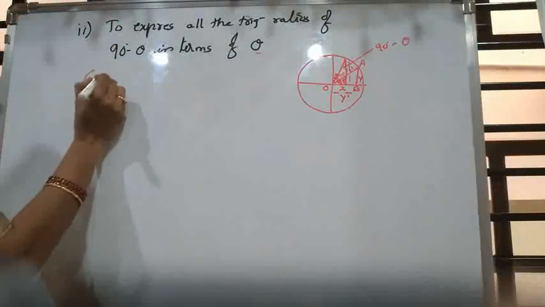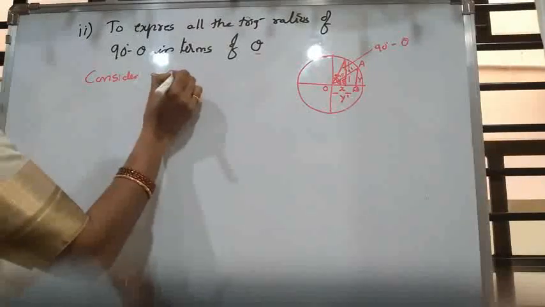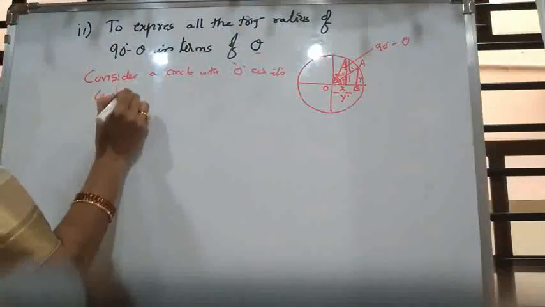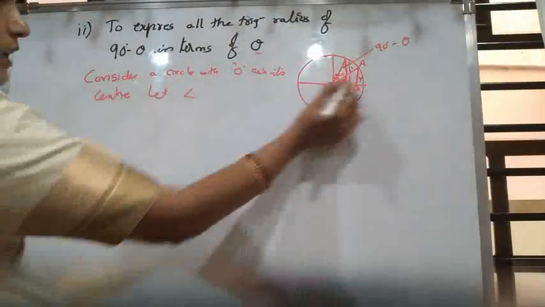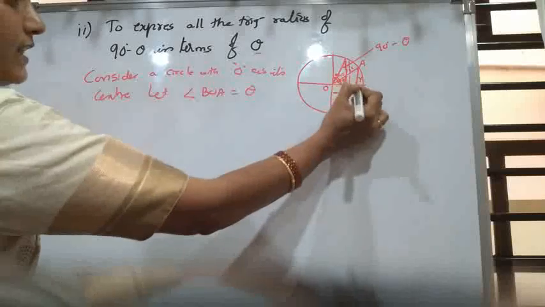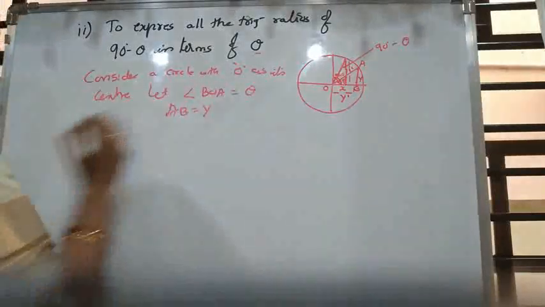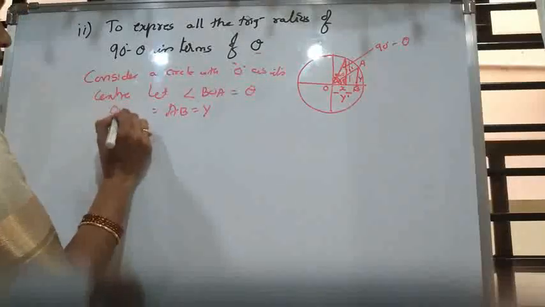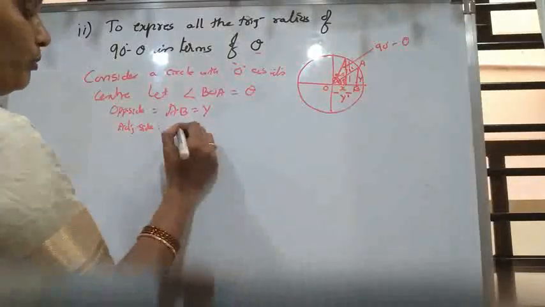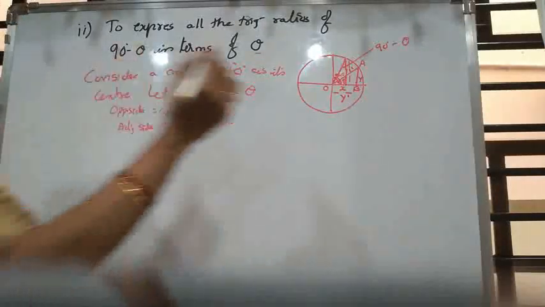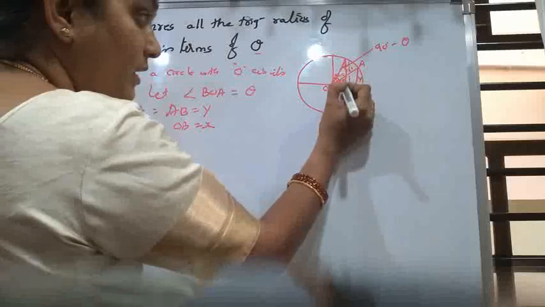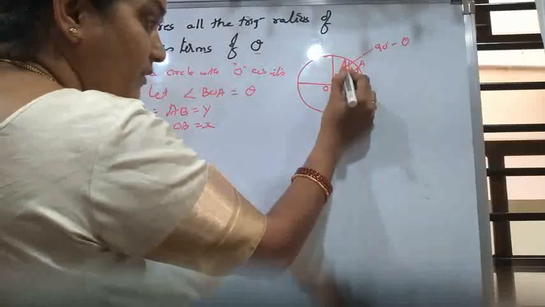Okay, so I will write: consider a circle with O as its center. Let angle BOA be equal to theta. Then for this angle, AB, I will call it Y, the opposite side, and the adjacent side OB is equal to X. Now I want 90 degree minus theta. This much is 90 degree minus theta. If I take the same angle here, then I will get 90 minus theta.